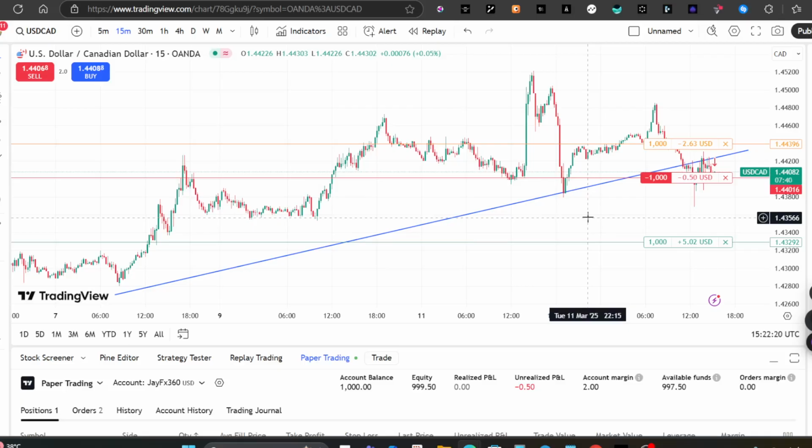Some key takeaways for you: stop loss protects your account from major drawdowns. Take profit automates your exit at a profitable level. And TradingView makes it easy to set, adjust, and manage SL and TP directly on your chart.